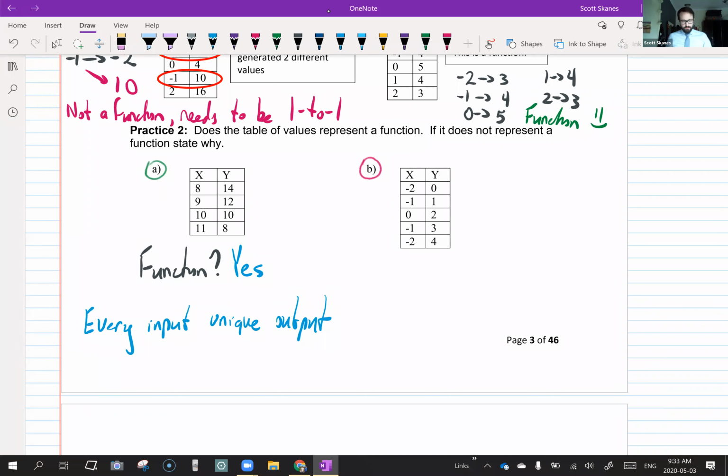For B, we need to see if this is going to be a function. I have a feeling it's not just because of the way this is done. Let's see, -2 maps to 0. -2 also maps to 4. So right away, that's a bad thing. It's not 1-to-1. So we have to say it's not a function. You only need one example. Are there any other numbers that break the function?